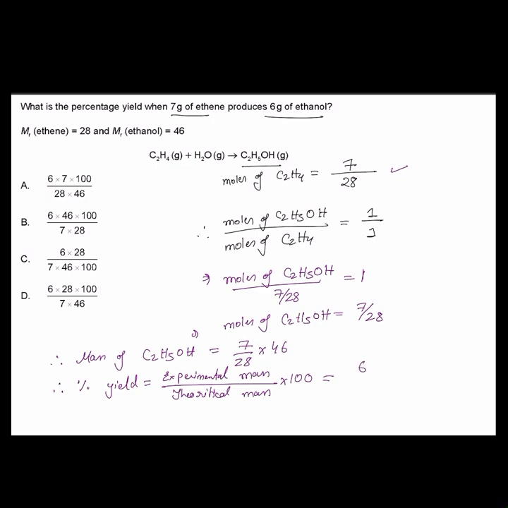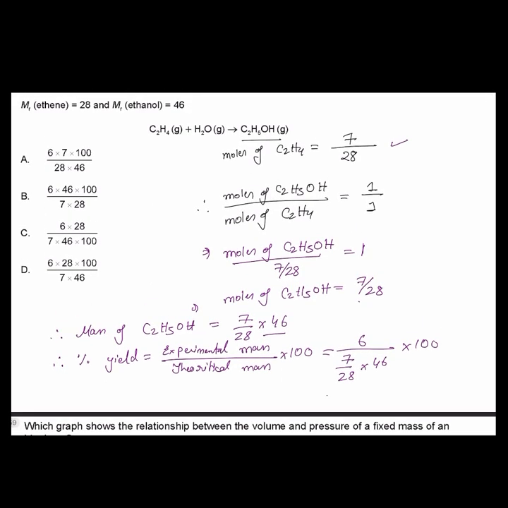So it will be 6 divided by the theoretical mass, which is the mass of the ethanol we obtained from our calculation. So that is 7 by 28 times 46, and we have to multiply it with 100. Now I can move the 28 to the numerator, so it will be 6 times 28 times 100 divided by 7 times 46. If I finish the calculations properly, I would see that option D is the correct answer to this question.